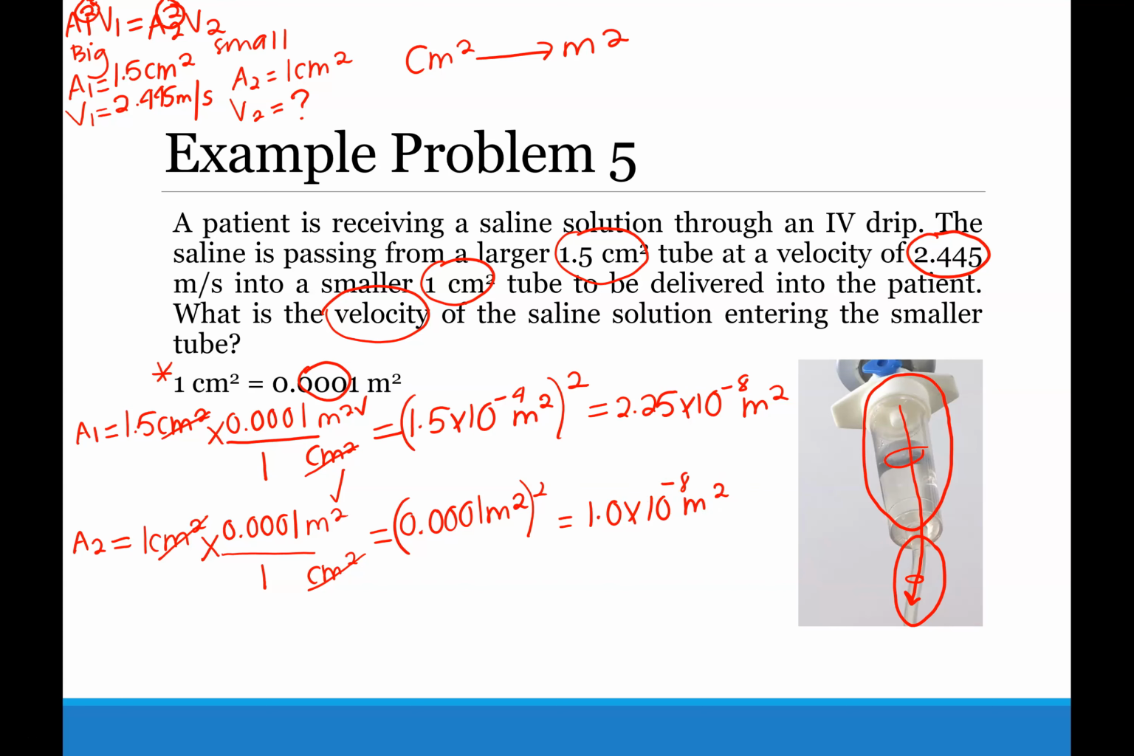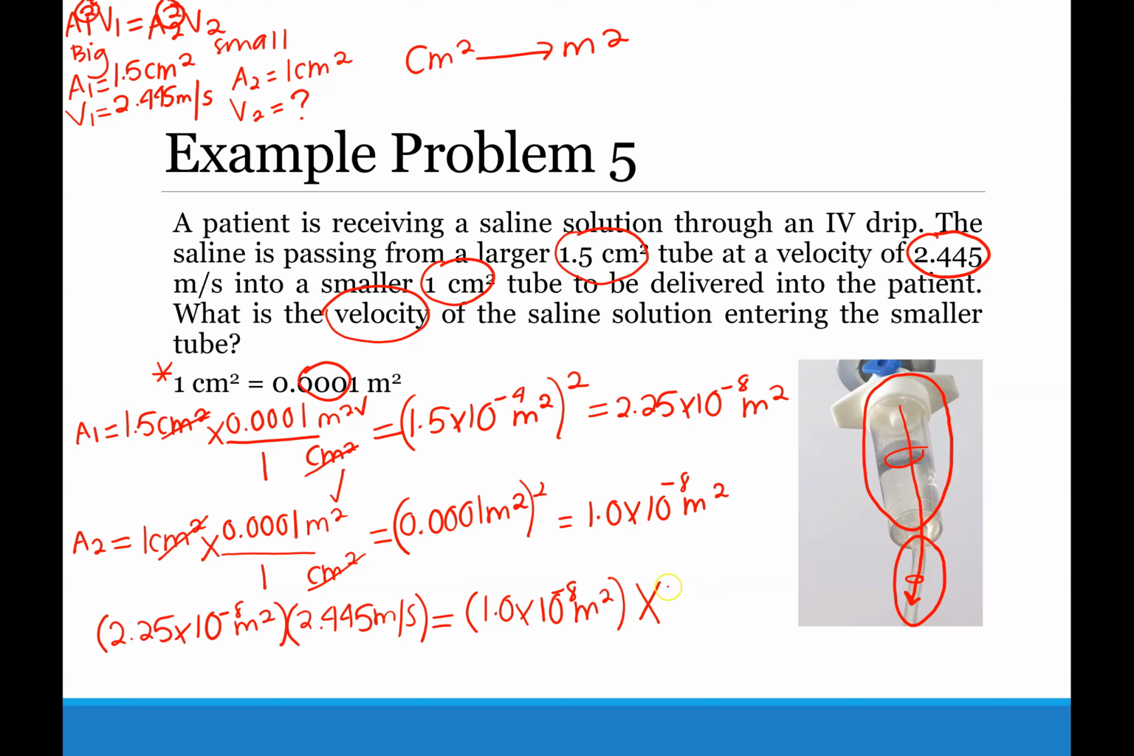Now we're ready to put these numbers into the continuity of flow equation. So A1 squared we calculated to be 2.25 times 10 to the minus 8th meters squared. The velocity, remember we don't do anything with those, we just bring them straight down into the equation. So 2.445 meters per second equals A2, which we calculated to be 1.0 times 10 to the minus 8th meters squared. And V2 is what we're looking for. You can use an X or you can use the V2. It doesn't matter to me, whichever one you like better.